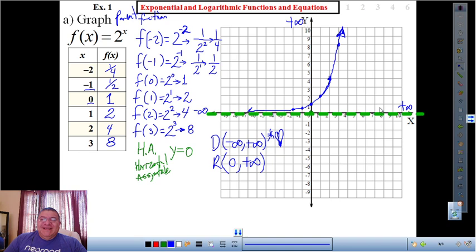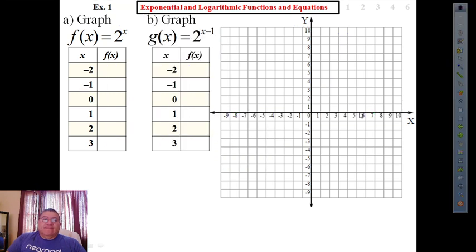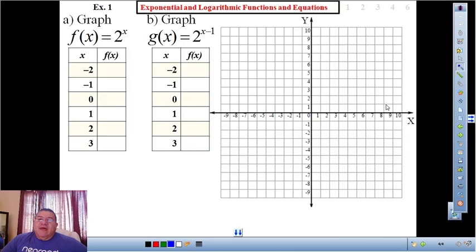All right, so we're done with this piece. And I do want us to add a little bit more to that same graph. So let's do example 1b. Here we go. Write this down. Graph g of x equals 2 to the x minus 1 power. I'll give you some time for that.